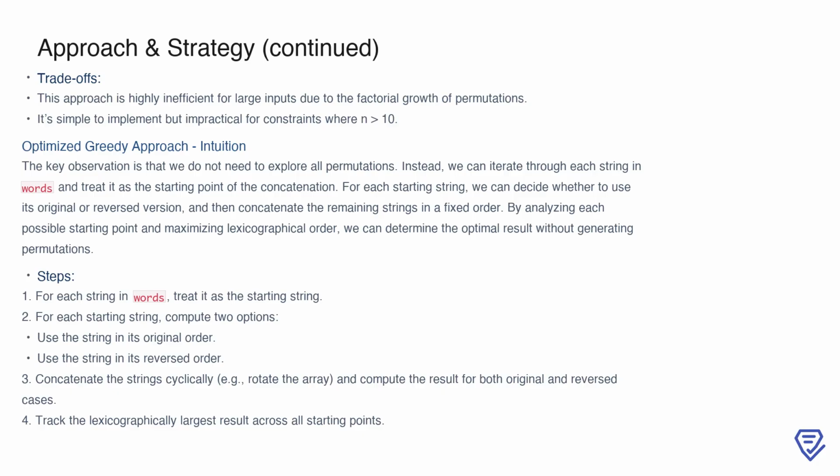For each starting string, we consider both its original and reversed versions, and then concatenate the remaining strings in a fixed order. By focusing on maximizing the lexicographical order from each starting point, we can efficiently determine the optimal result without generating all permutations. This process involves rotating the array to simulate different starting points, which allows us to explore the problem space in a much more controlled and efficient manner.